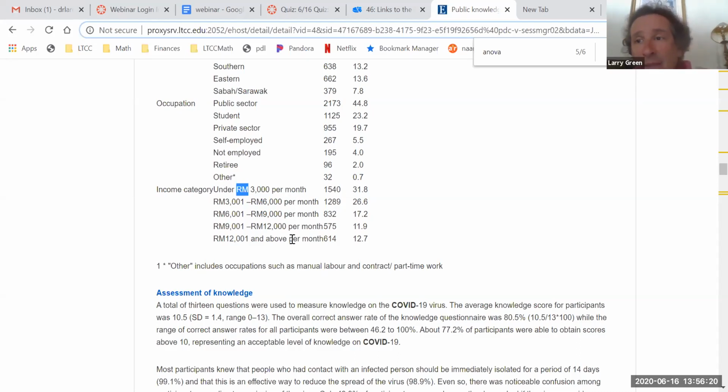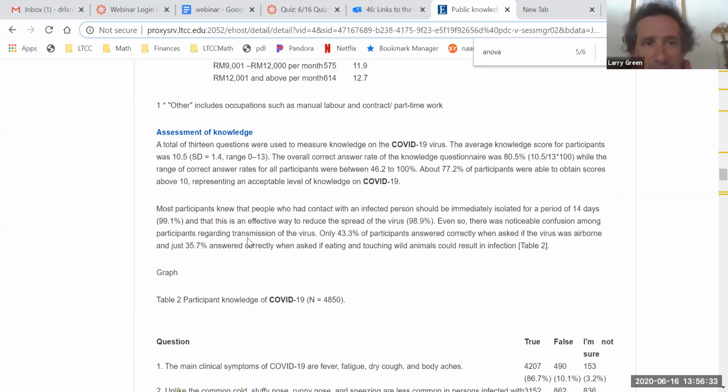So what they did is they broke up their survey respondents into groups, and they wanted to see if there was a difference from one group to another. They did a knowledge assessment about COVID-19. So they did a questionnaire, and they asked a bunch of questions, and then each person, based on their answers, was given a score on how good their knowledge was about COVID-19.